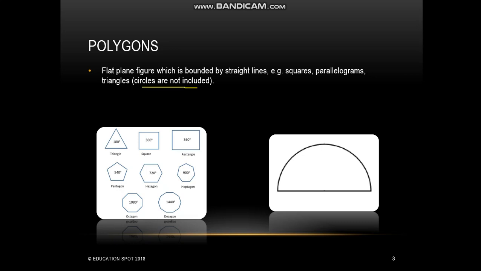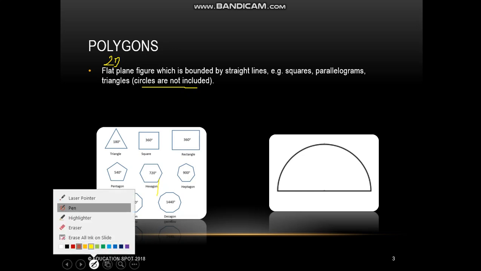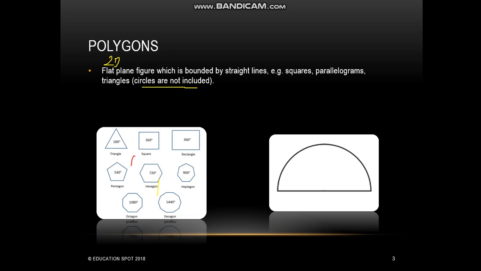Okay, so it says it's a flat plane. A flat plane is what? A 2D figure, right? Which is bounded by straight lines. So it means it's enclosed by straight lines. We're going to call this our figure A, and then we're going to call this our figure B. So it says a flat plane which is bounded or enclosed by straight lines.